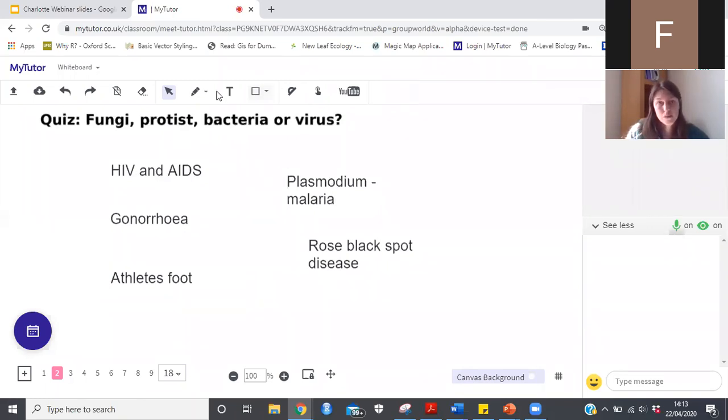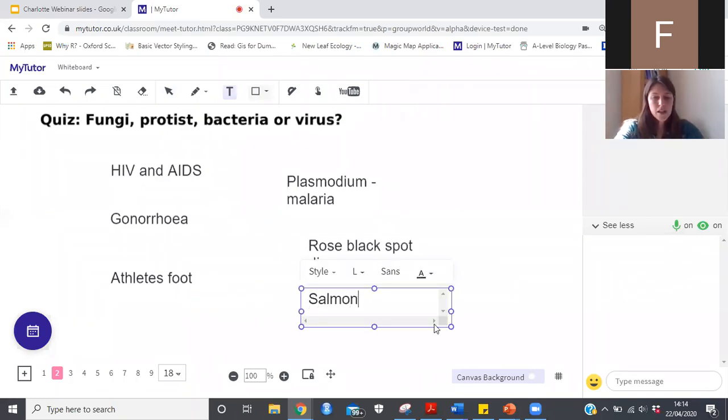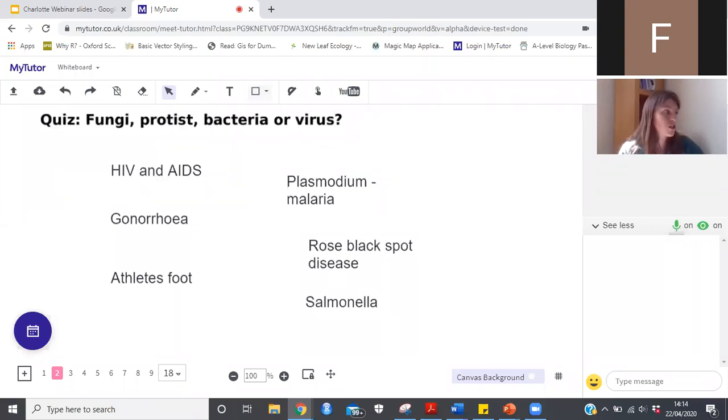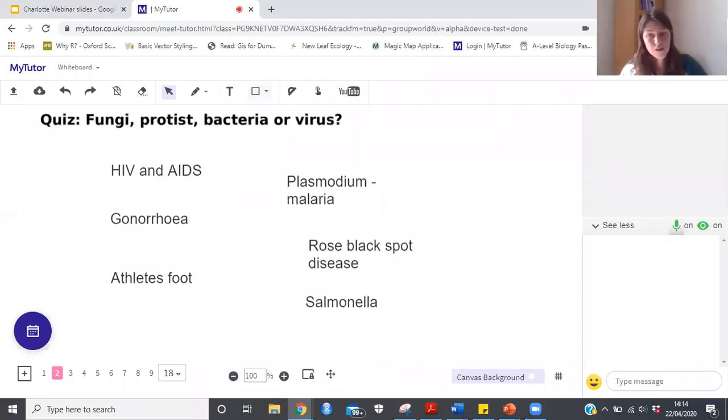What else did we talk about? How about this one? Salmonella. Is salmonella caused by bacteria, fungi, virus, or a protist? Salmonella is food poisoning caused when you don't prepare food in a hygienic way. Often comes through chicken if you don't heat chicken properly. Good, lots of people saying bacteria there. Well done. Is caused by bacteria.